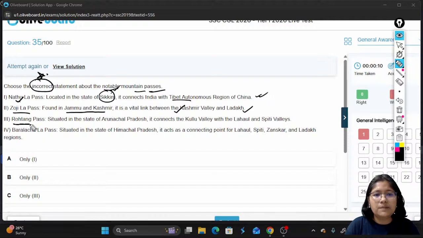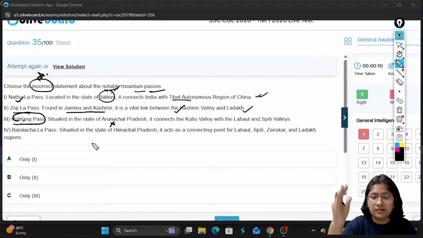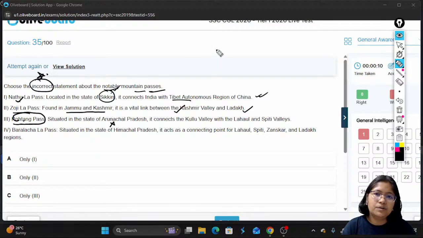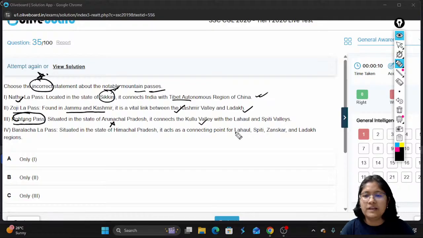Coming to Rohtang Pass. Rohtang Pass is situated in Arunachal Pradesh. No. When you visit Manali and go a little bit ahead, on the right you will get the Rohtang Pass. You will see the board. There will be snowfall during the season. It connects Kullu Valley with the Lahaul and Spiti Valley. And if you go towards the left, you will see the frozen lake, the Sissu Valley.